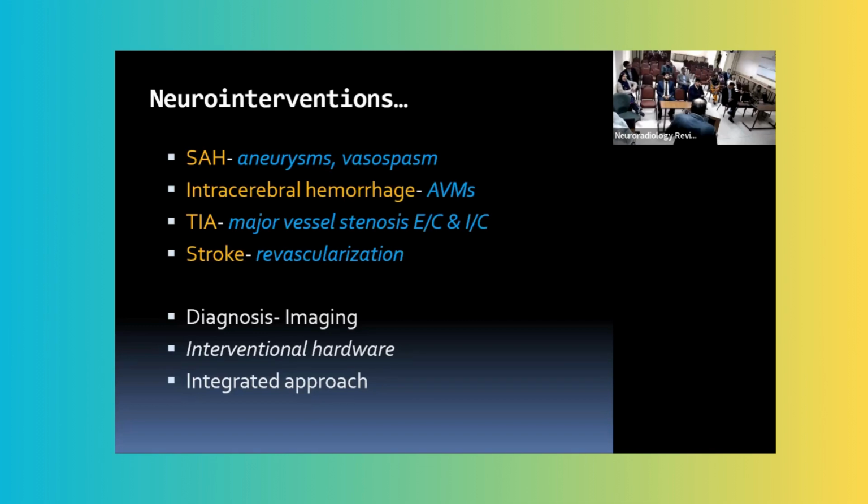One of the major components of neurointervention is treatment of transient ischemic attacks, which are mainly caused by carotid artery stenosis and also by vertebral artery stenosis. And a very major topic of neurointervention is mechanical thrombectomy. So it is basically a combination of diagnosis, the interventional management, and the neurocritical care, which makes things go.